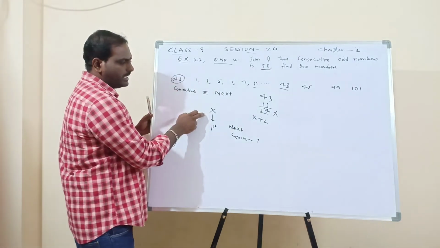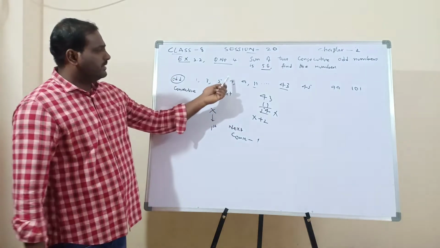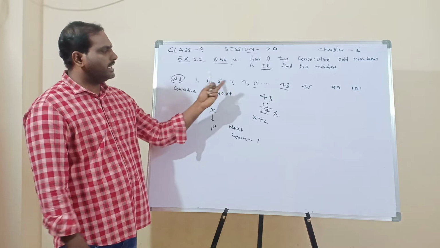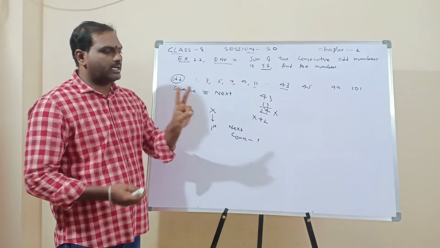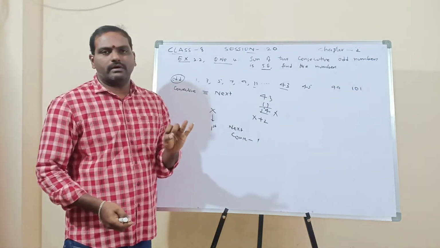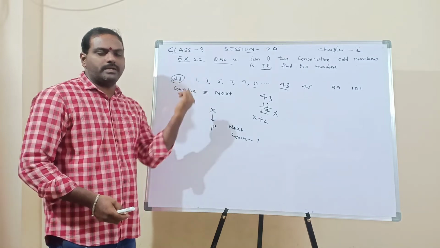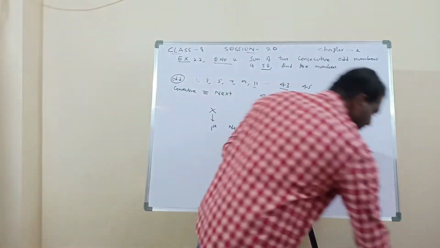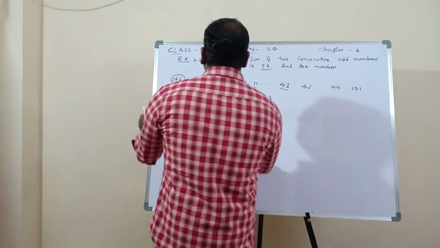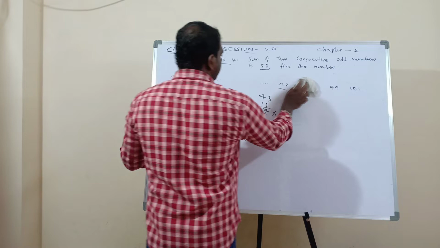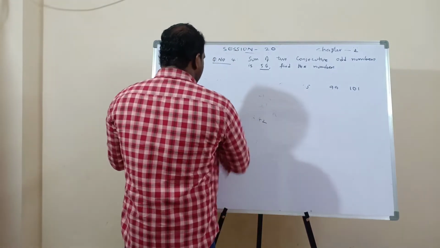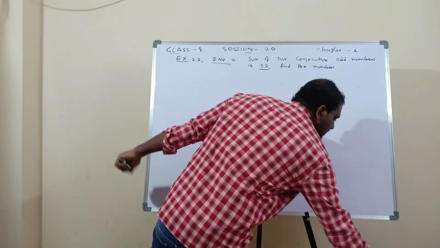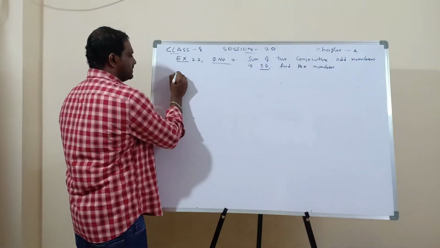And why x and x plus 2? The difference between two consecutive odd numbers is 2: 7, 8, 9; 9, 10, 11; 43, 44, 45. That means if we add 2 to the previous number, we will get the next consecutive odd number. Basing on this, now we have to solve the given question, so the answer.